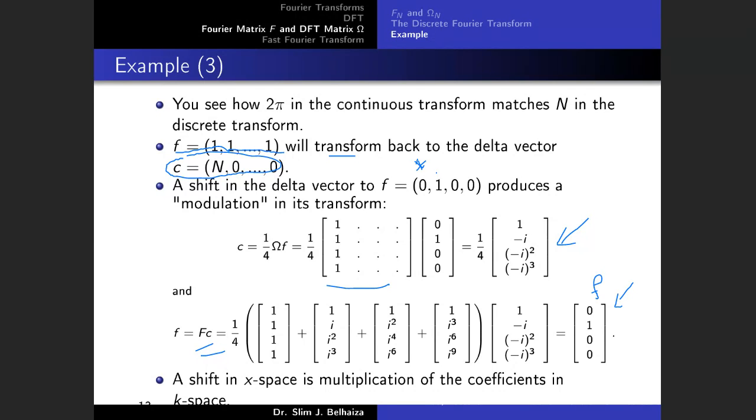Which means that a shift in x space is a multiplication of the coefficients in k space.